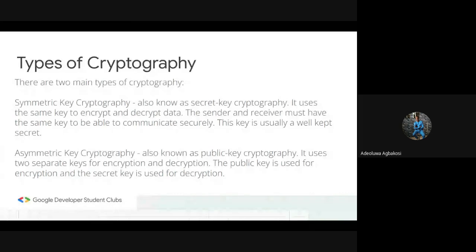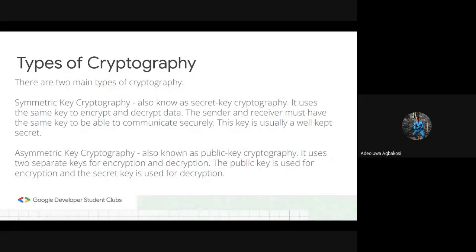Now, types of cryptography. There are two major types of cryptography. We have the symmetric key cryptography and we have the asymmetric key cryptography. Now, symmetric key cryptography is what we also refer to as the secret key cryptography. It basically uses the same key, which is what we refer to as the secret key, to encrypt and decrypt data. So we want to encrypt data, we make use of the secret key to encrypt this data.